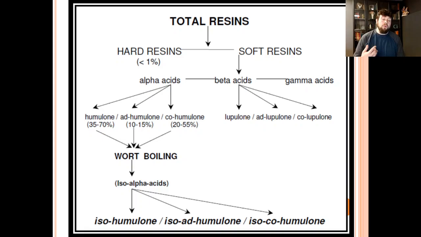This is why when we dry hop a beer, so we add hops post-fermentation with no boiling, we don't see a noticeable increase in bitterness from alpha acids. We can see some bitterness from polyphenols and tannins, which we'll talk about next week and in subsequent lectures, but we don't see any real addition of IBUs, of bitterness from that standpoint. But we'll talk about that more in a bit.